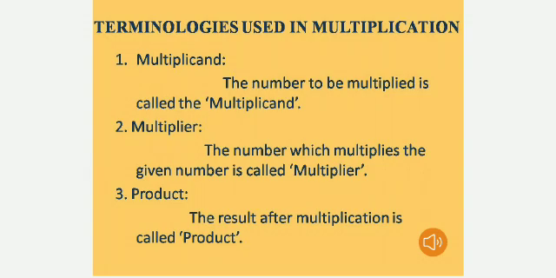Now let us see the first one, multiplicand. The number to be multiplied is called the multiplicand. The second, multiplier. The number which multiplies the given number is called the multiplier. Third, the result after multiplication is called the product. Here are the three important terminologies used in multiplication. We have to remember, the first term is called multiplicand, the second term is called multiplier, and the result after multiplying is called product.